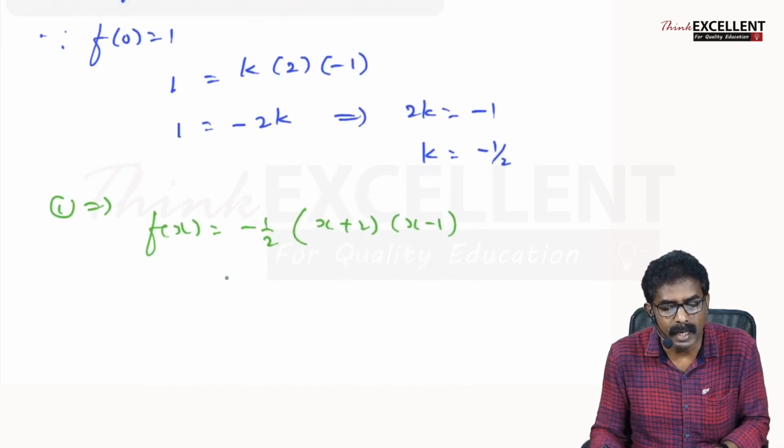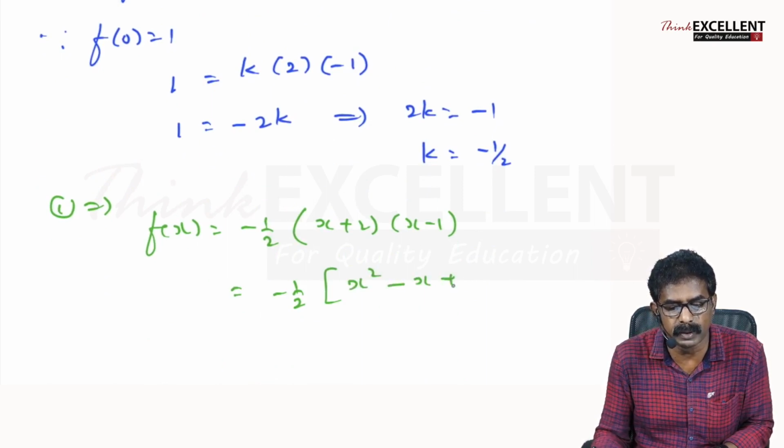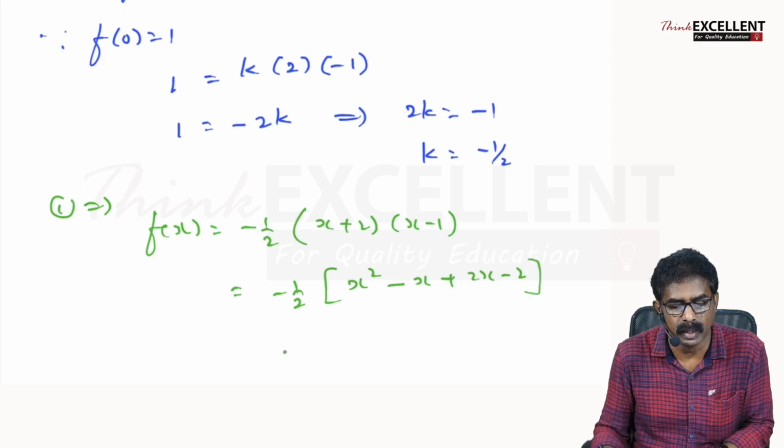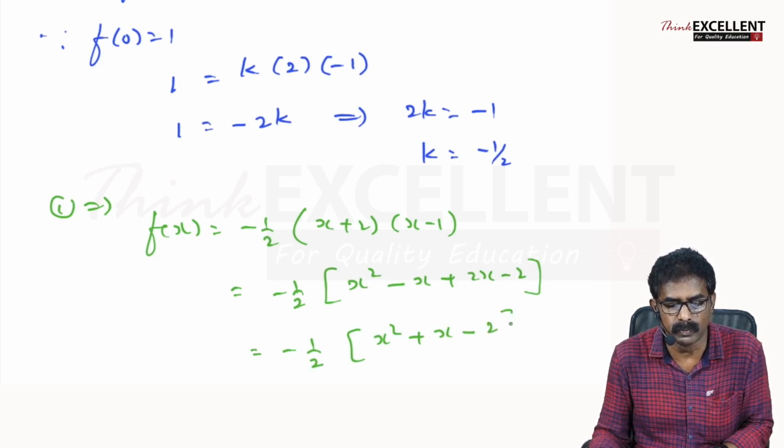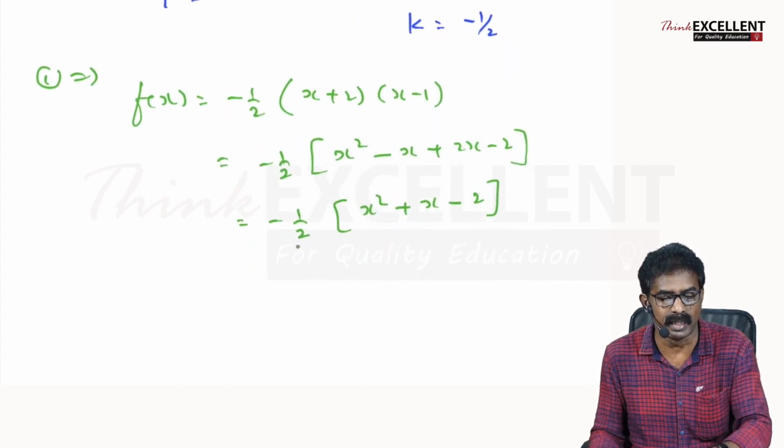Now listen here, this can be simplified. Minus 1 by 2 into (x minus 1)(x plus 2). Multiply term by term: x into x is x square, minus 1x plus 2x minus 2. Like terms you simplify: minus 1 by 2 into x square plus x minus 2. If you want, multiply every term by minus 1 by 2, you will get the answer you got earlier.